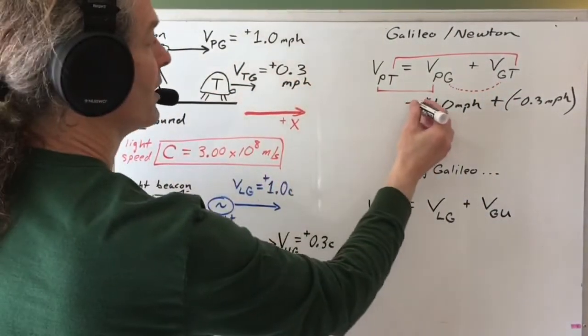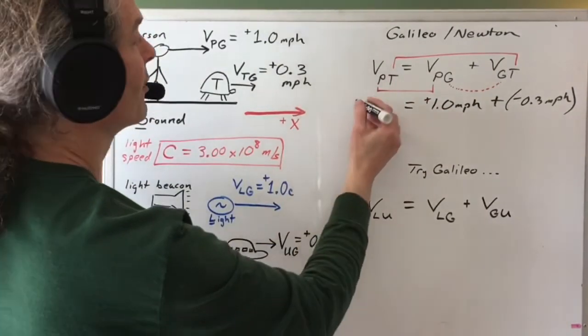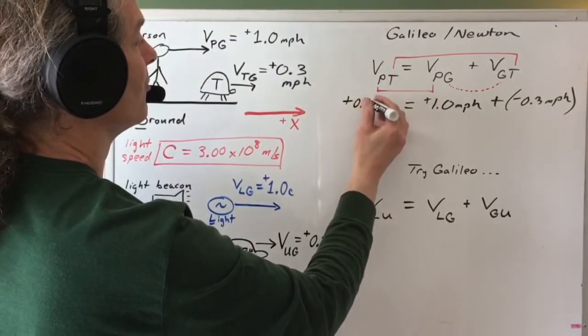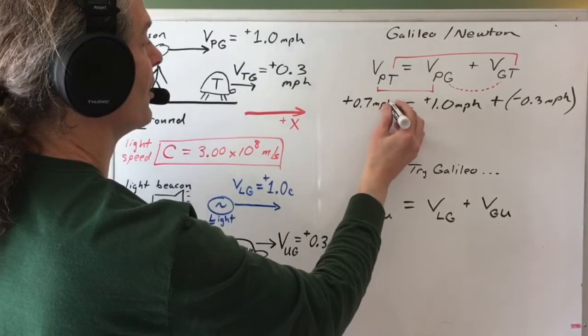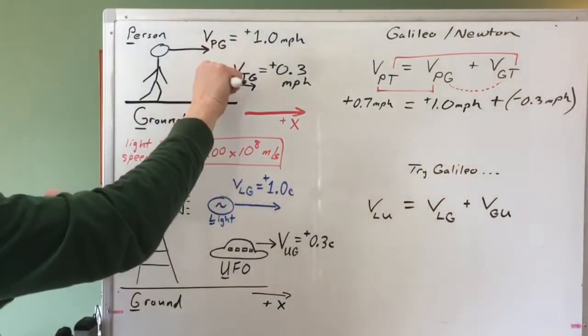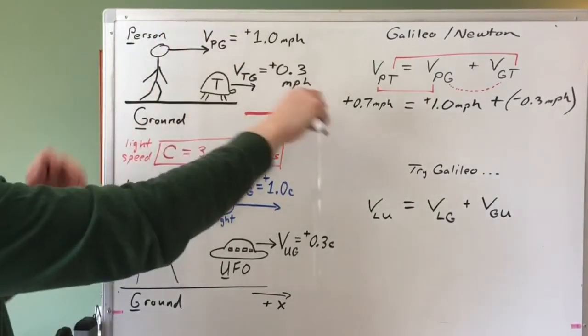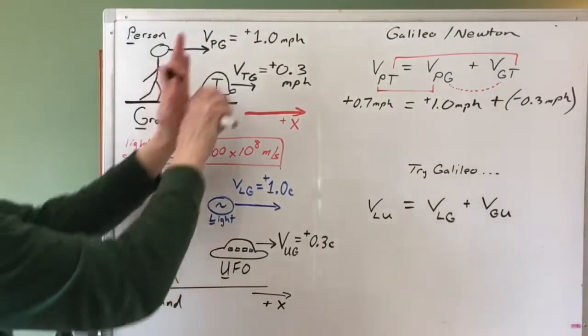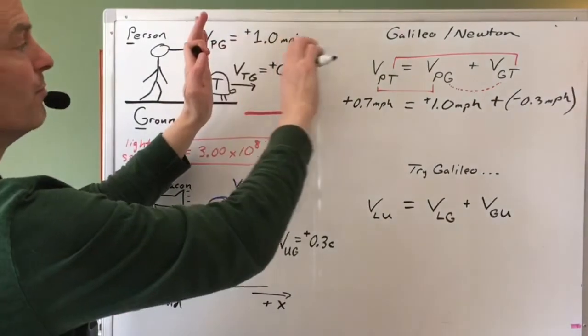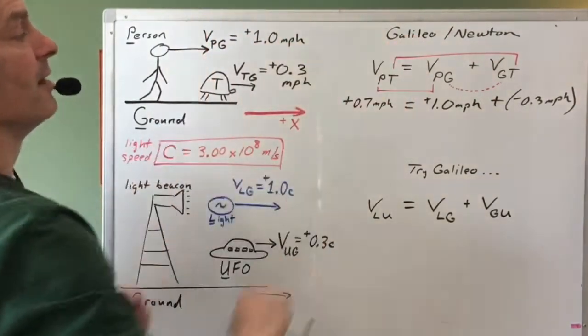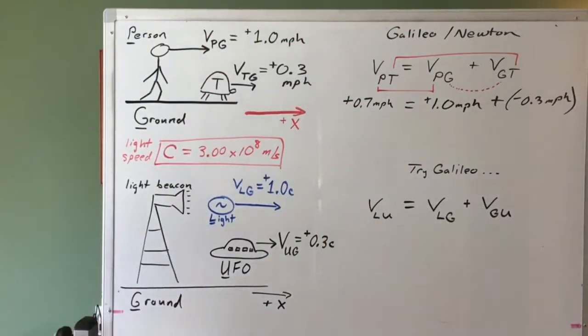So what do we get for the velocity of the person relative to the turtle? We get positive 0.7 miles per hour, which means that the person is closing in on the turtle at 0.7 miles per hour. And once the person passes the turtle, they'll be getting ahead of the turtle to the right at 0.7 miles per hour at that rate.